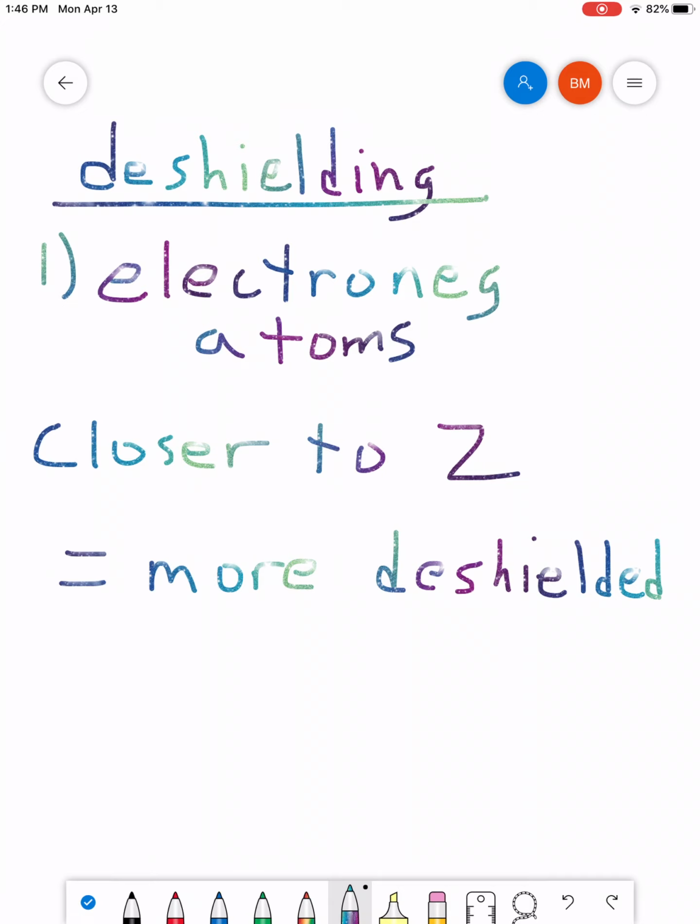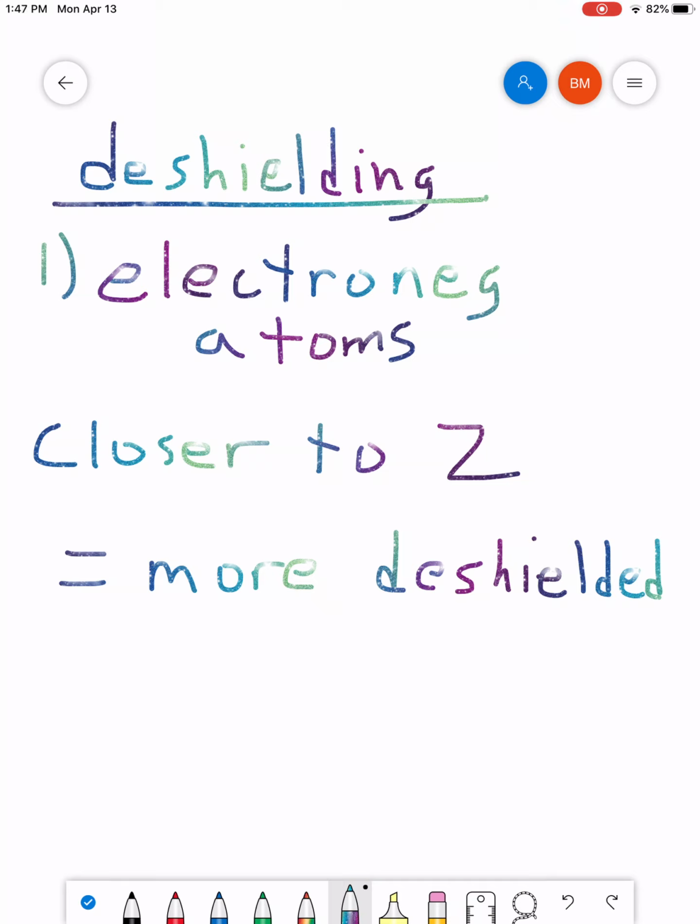So that's one thing that can cause de-shielding. Another thing that can affect shielding or de-shielding is the presence of pi electrons. When you think of pi electrons, you think of four major cases: aromatics, alkenes, alkynes, and carbonyls, C double bond O's. There are other situations, but these are the major ones.